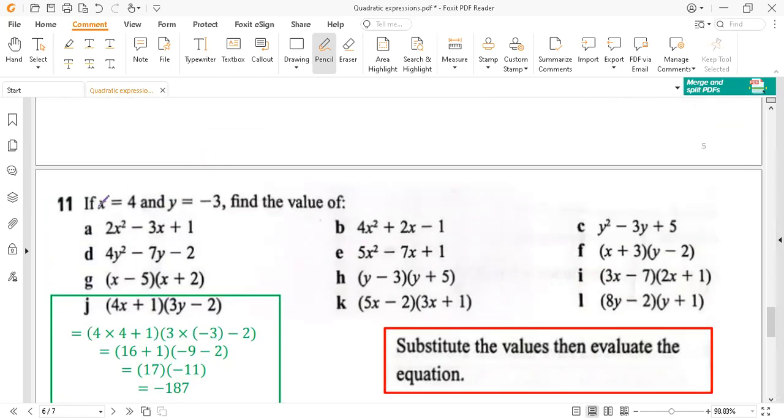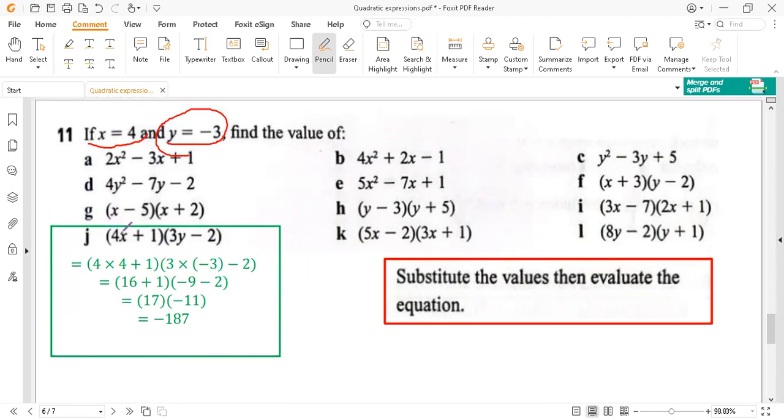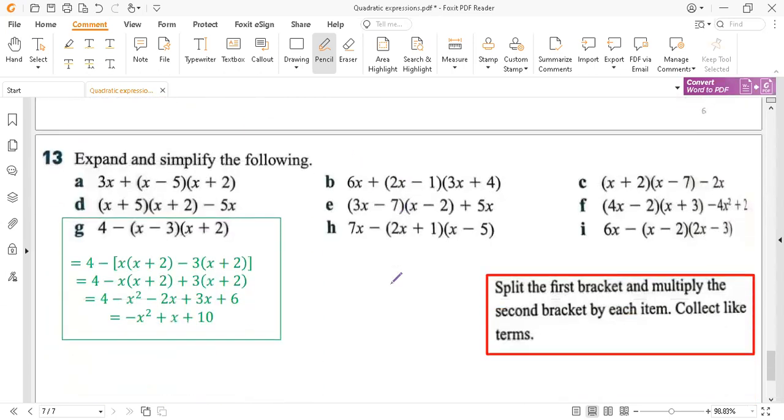But here they ask you to substitute x by 4 and y by -3 to obtain the value of this expression. So it is easy to replace x by 4 and y by -3. So normally 4 squared is 16. You proceed and you substitute the value, then evaluate the expression. It is easier to do that. Okay, be careful with the signs.